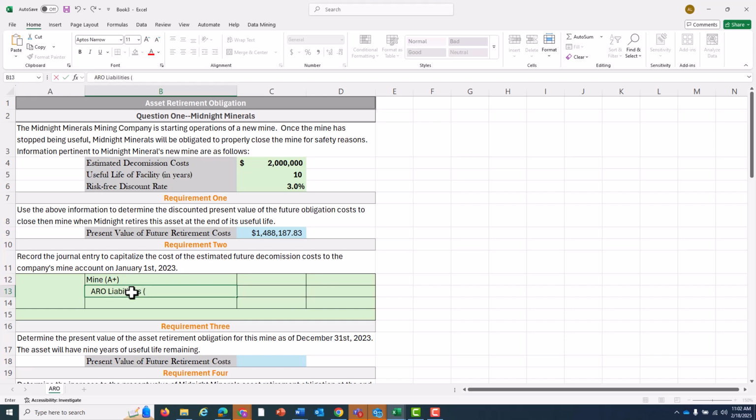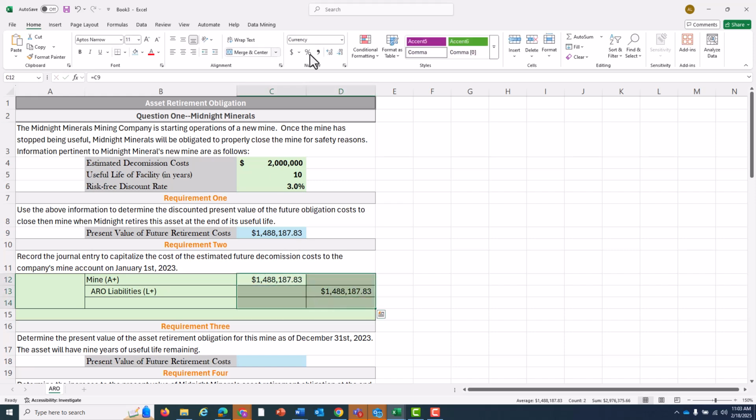And that is a liability account increase, an asset retirement obligation. In terms of today's dollars, we are now obligated to pay just under $1.5 million 10 years into the future. And you shouldn't have dollar signs in journal entries, so let me get rid of those. There we go. And we're going to capitalize that and put it on the books at the time that we're acquiring this mine on January 1st of 2023.